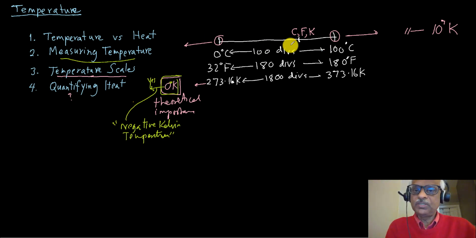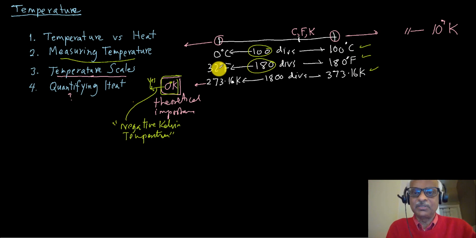So we use these three scales, and a lot of very elementary problems you'll encounter have to do with testing if you know this stuff: that this is 100 divisions and this is 180 divisions. This will be 100 divisions, not 1800. This is 180 divisions, because this scale is divided into many more divisions compared to that, so it is much more finely divided. So suppose there is some temperature here, and in Celsius it reads C, in Fahrenheit it's F, and in Kelvin it reads K. So what's the relationship?